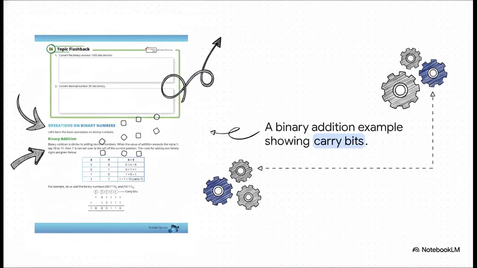Notice in this example how the carried over ones drop right into the next column. It works exactly like carrying a 10 in our normal decimal math. If you hit a column with 1 plus 1, you put a 0 at the bottom and float a 1 to the left. And hey, if you have 3 ones in a column because of a carry, that equals 11. Write down a 1 and carry a 1.